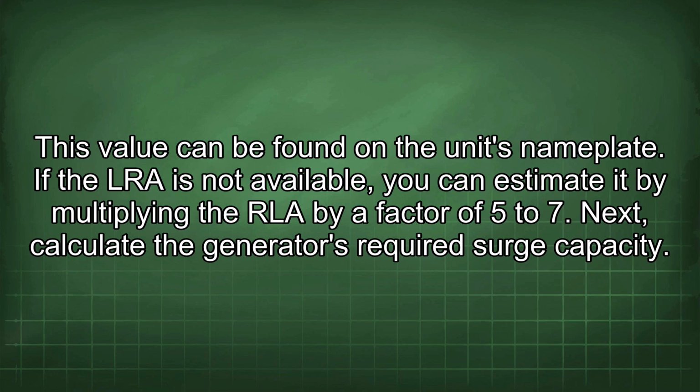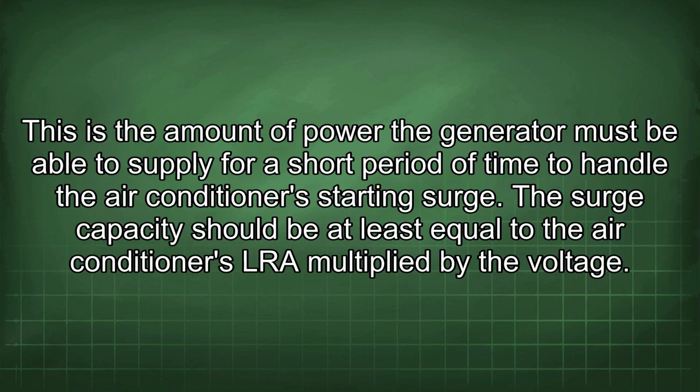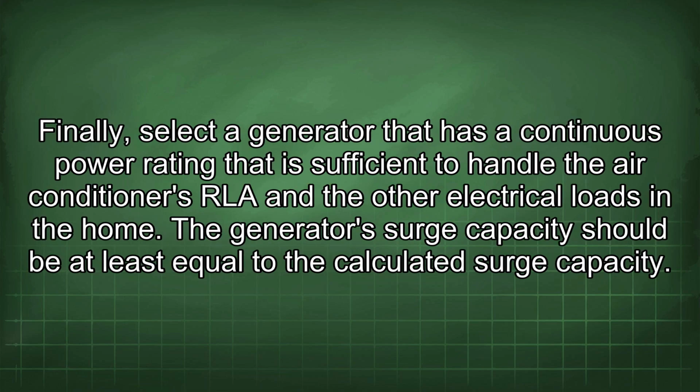If the LRA is not available, you can estimate it by multiplying the RLA by a factor of 5 to 7. Next, calculate the generator's required surge capacity. This is the amount of power the generator must be able to supply for a short period of time to handle the air conditioner's starting surge. The surge capacity should be at least equal to the air conditioner's LRA multiplied by the voltage. Finally, select a generator that has a continuous power rating that is sufficient to handle the air conditioner's RLA and the other electrical loads in the home. The generator's surge capacity should be at least equal to the calculated surge capacity.